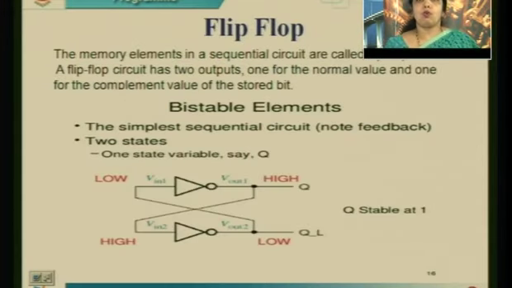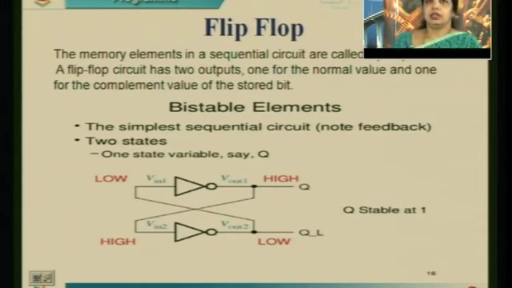Let us discuss now what is a flip-flop. A flip-flop is a memory element and a sequential circuit which stores a single bit, that is 1 or 0, and it has two outputs, Q and Q complement. So we have a complemented output as well as a normal output on a single flip-flop. One is the normal value and the other is the complement value. For the basic building of a flip-flop, we can take the example of a NOT gate. The simplest sequential circuit is represented here.